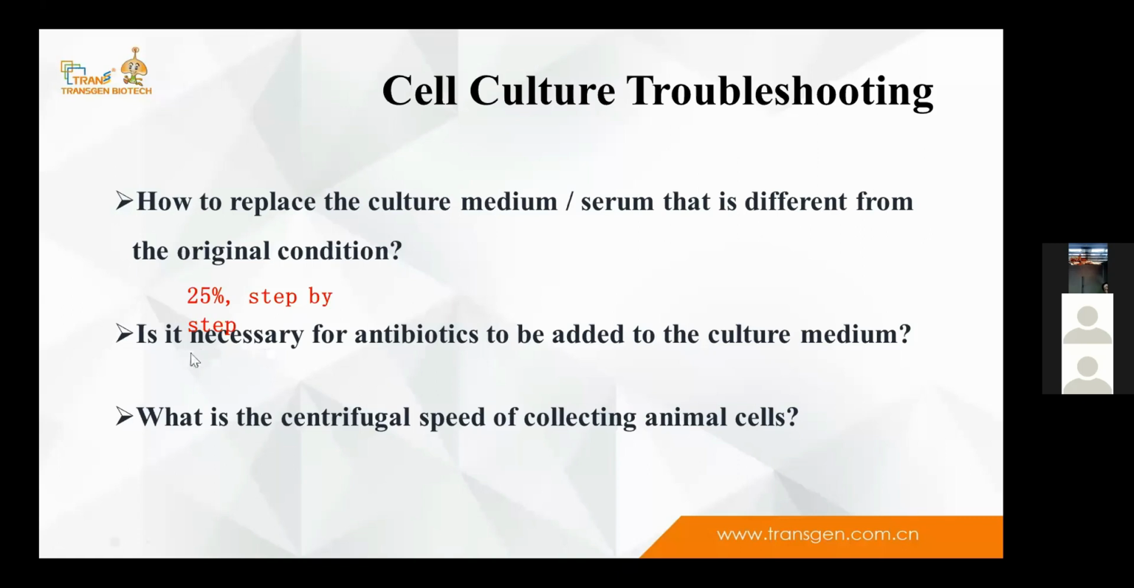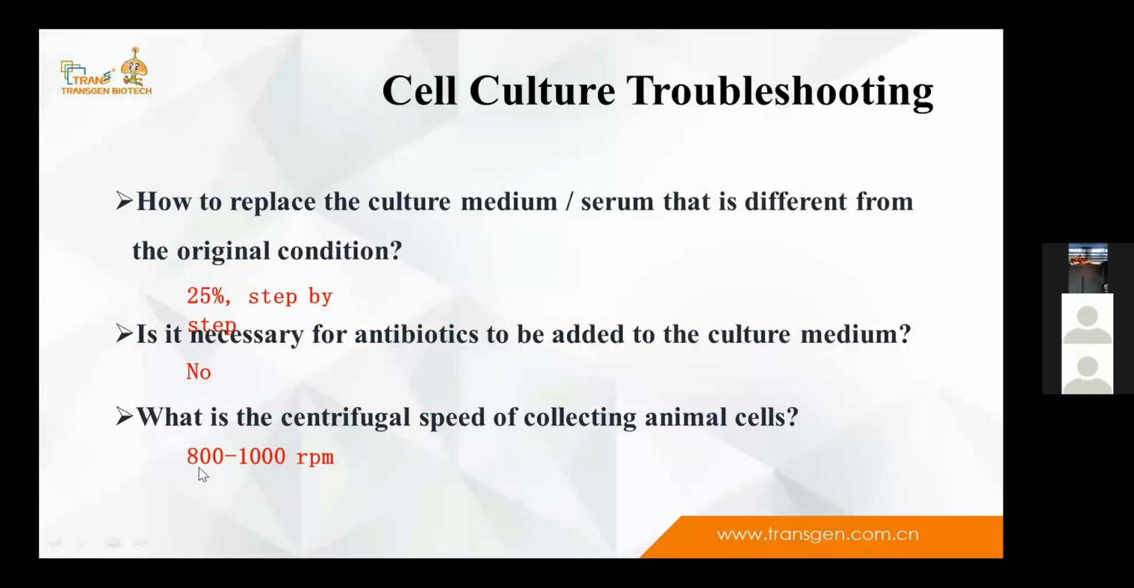The other one is whether it is necessary to add antibiotics into the culture medium. No, if you have very good experimental practice and you can control the environment, you do not need to add antibiotics into the system. And the last one is, what is the centrifuge speed for collecting animal cells?